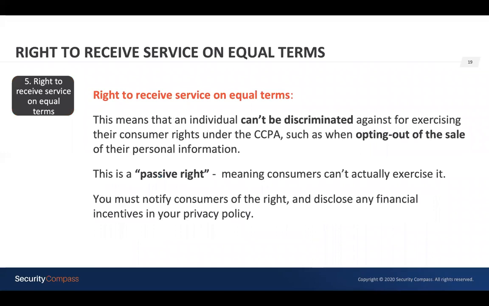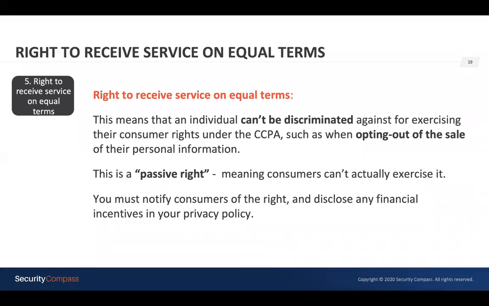And the last consumer right we'll cover is the right to receive service on equal terms. This is also referred to as the right to non-discrimination and means that an individual can't be discriminated against for exercising their consumer rights under the CCPA, such as when opting out of sale or requesting to delete their personal information. Examples of discriminatory activities under the CCPA might include denying goods or services, offering discounts to those that do not opt out, offering varying levels of service or quality.